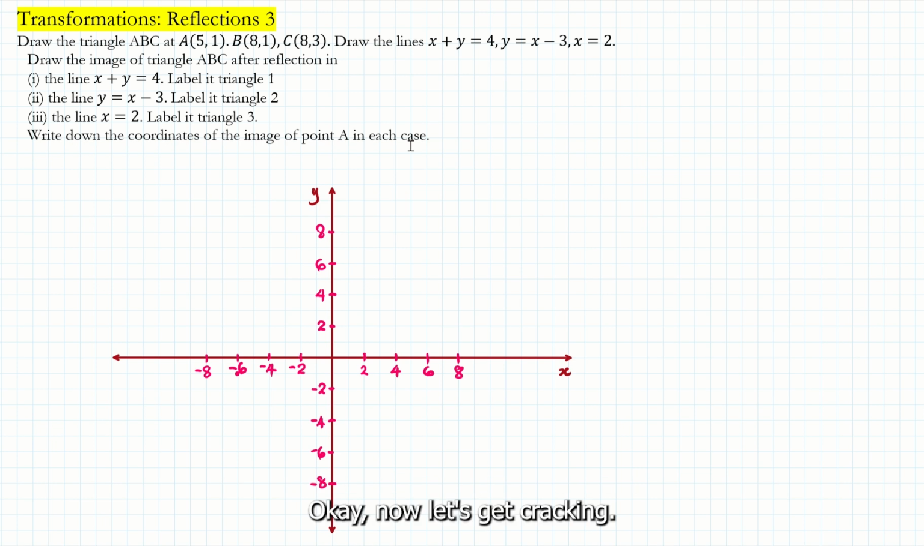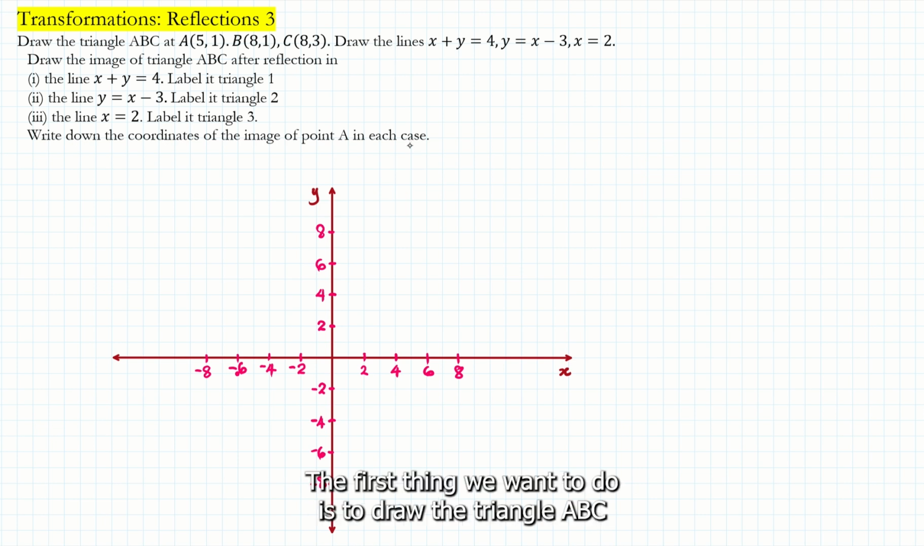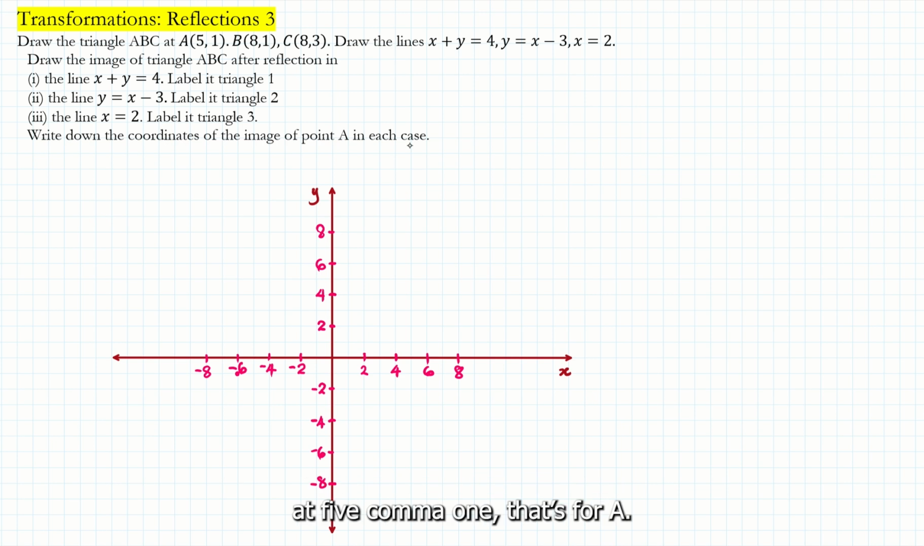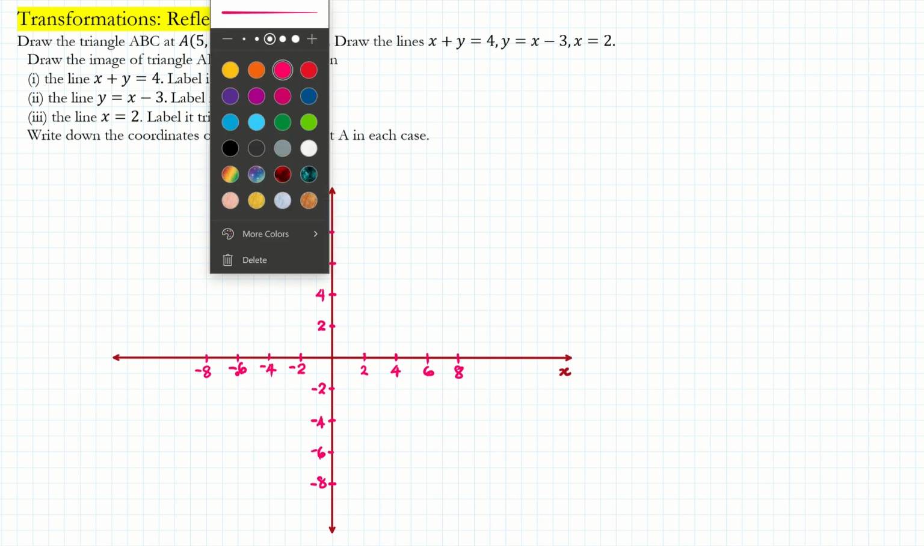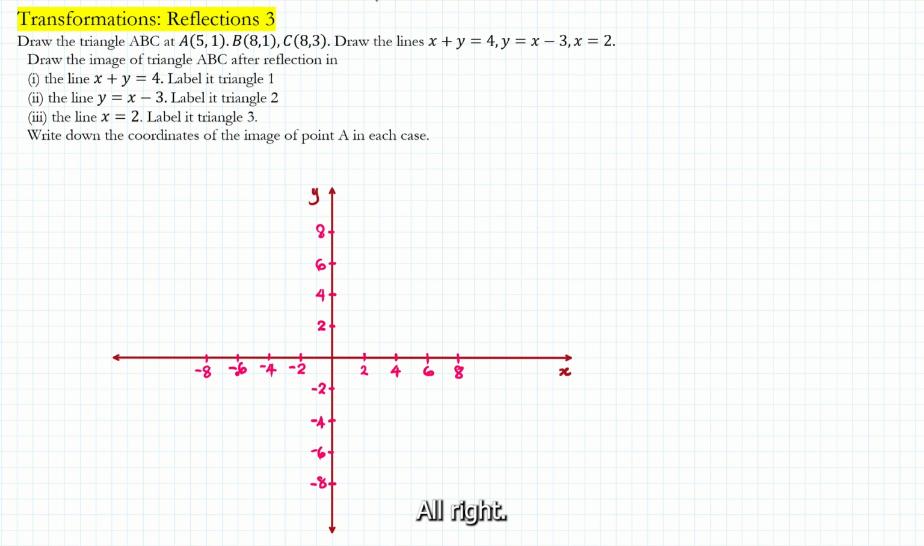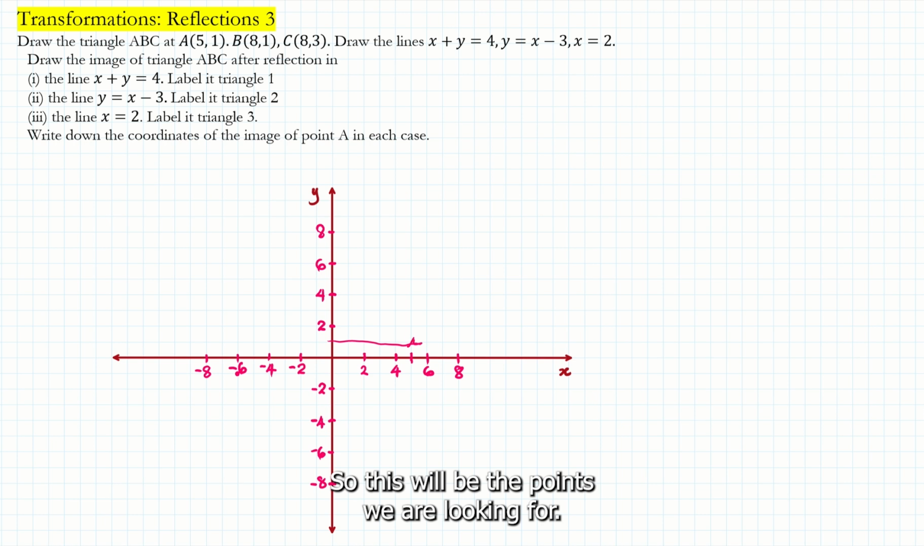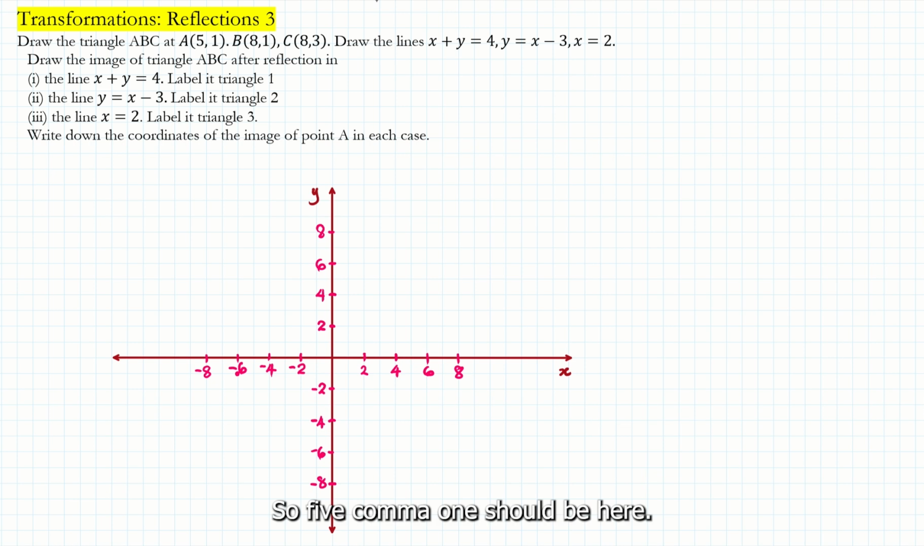Okay, now let's get cracking. The first thing we want to do is to draw the triangle ABC. A is at (5, 1), so when x is 5, y is 1. Here is 5 right there, and here is 1. So this will be the point we are looking for. I'm just going to clean that up and then do it properly. So (5, 1) should be here.